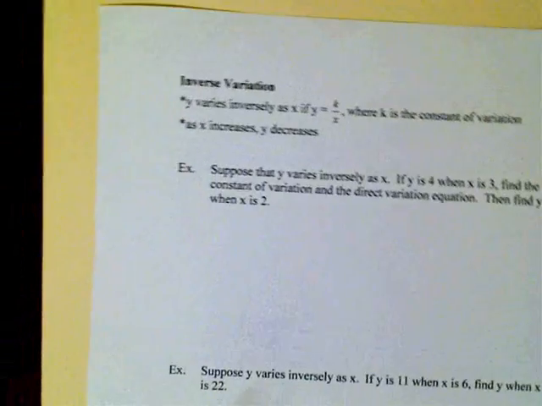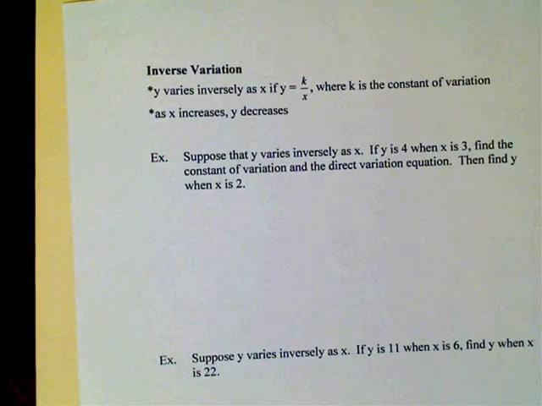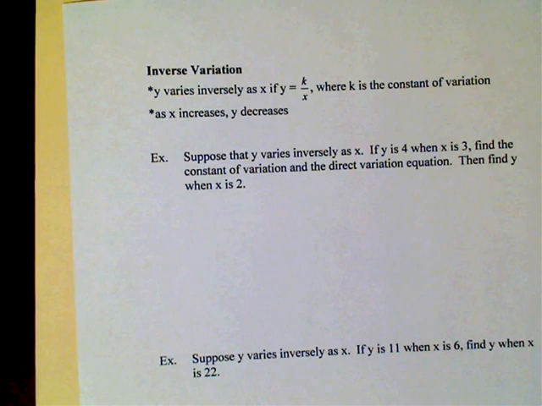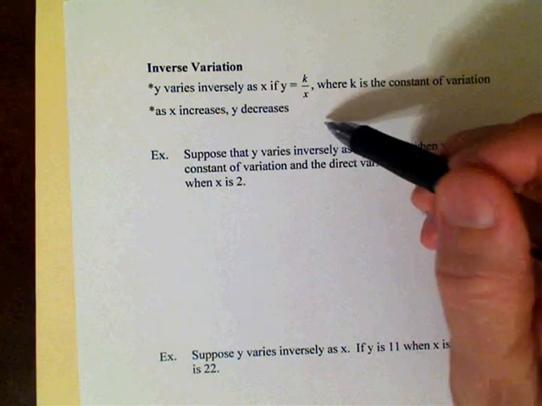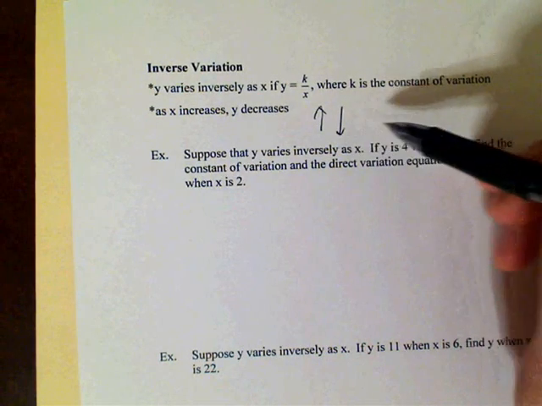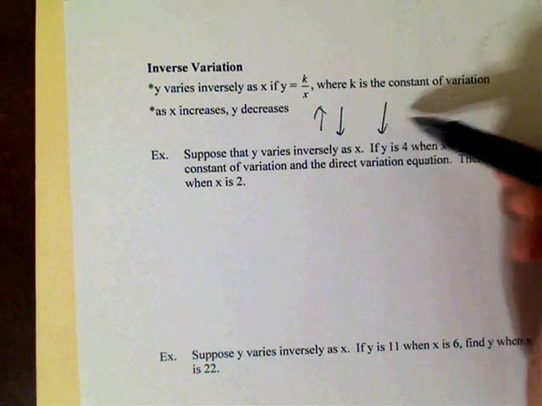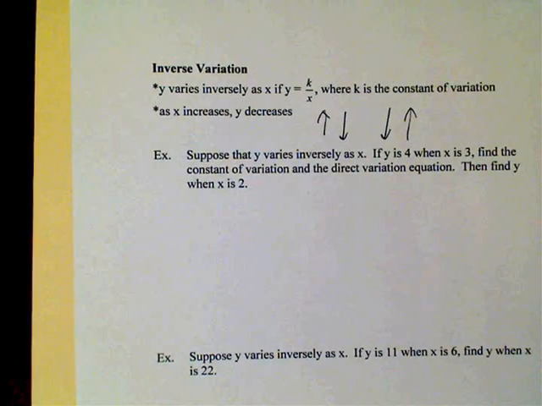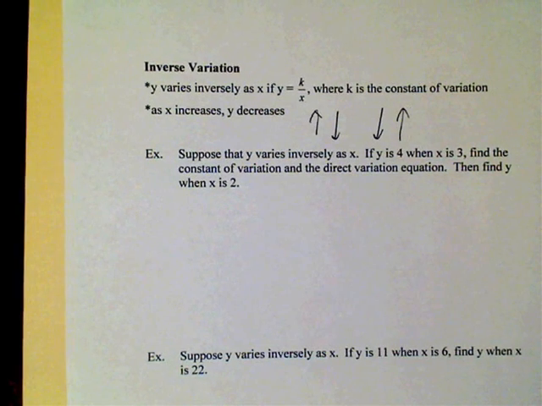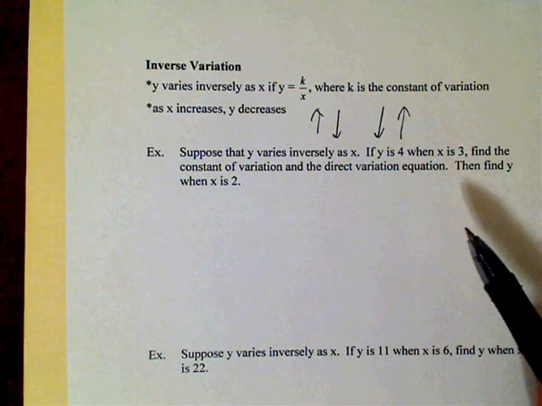Now the next concept we're going to deal with is inverse variation. Direct variation was k times. Inverse variation is k divided by. What that means is as x goes up, y goes down, or vice versa. As one goes up, the other one goes down. I guess you could correspond it to this: the more kids you have, the less sleep you get. Something like that.